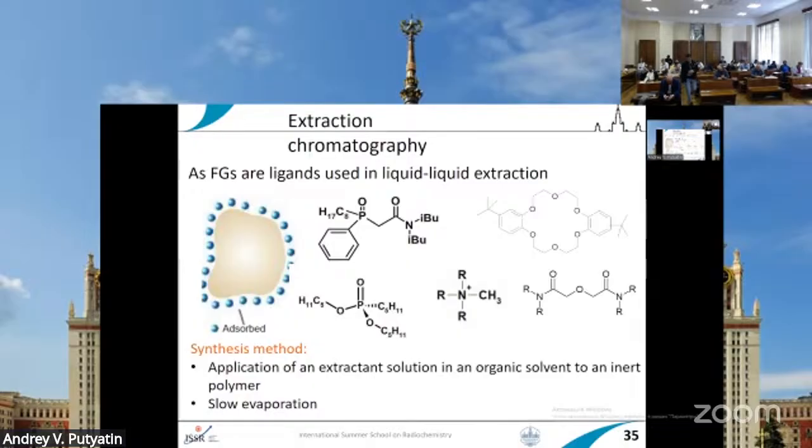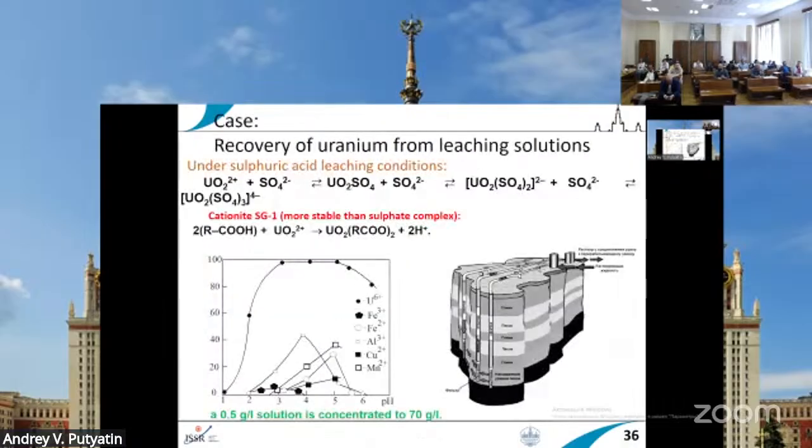And the synthesis is also quite simple, but the main problem is that if it's simple to put these groups on the surface, it's very easy to take them away. And when we deal with aggressive media, nitric acids, radiation fields, and so on, sometimes these molecules go away from the surface of the matrix.